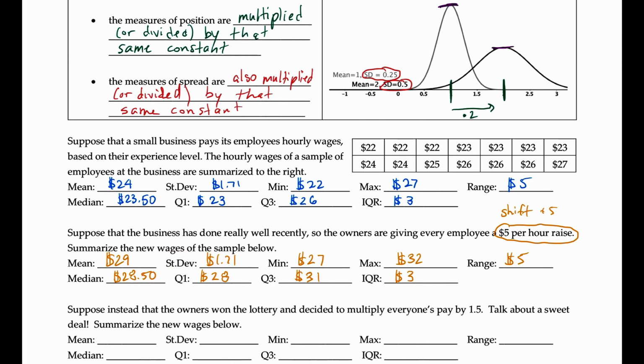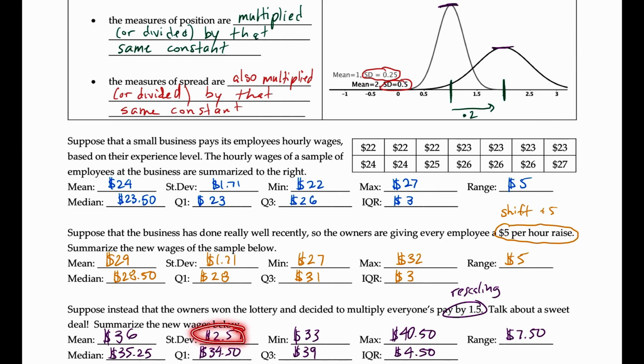Let's move along to the next one, though. What if they decided, hey, we're just going to increase your salary by multiplying it by 1.5? Now, what would your numbers be here? Think about it, work it out, and then press play when you're ready to see the answers. So by rescaling by 1.5, we just multiply every particular value by 1.5. This is our new summary statistics. You'll notice this time around, we did see a change to standard deviation, range, and IQR, because it's a rescale, not just a shift over.